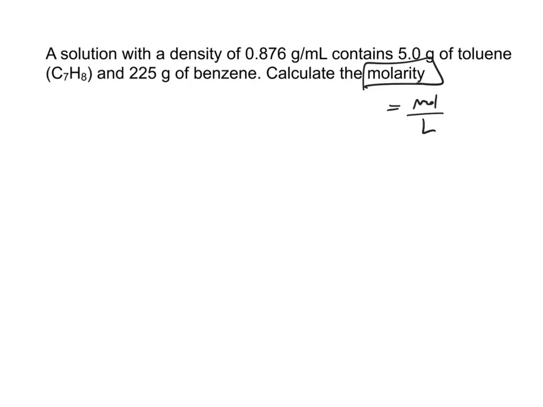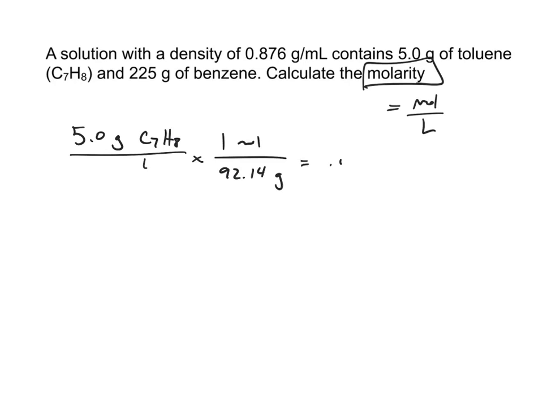So let's start with the easy part first. I begin with 5.0 grams of toluene, or C7H8. Now, using a simple molar mass step, I can calculate the moles is equal to 1 mole on the top and 92.14 grams of that stuff on the bottom. So after dividing that, you get 0.054 moles of C7H8.